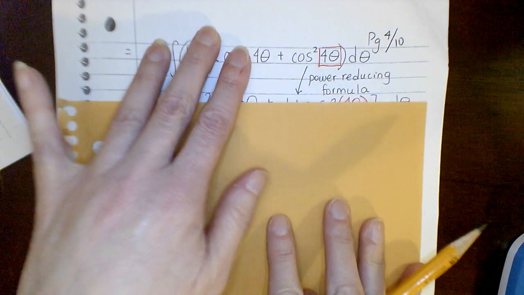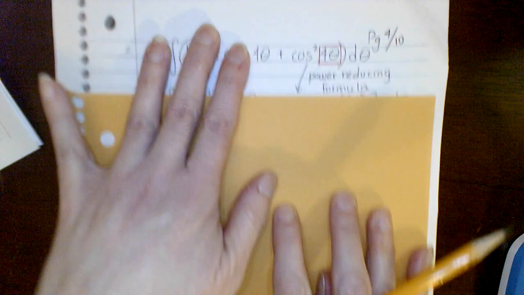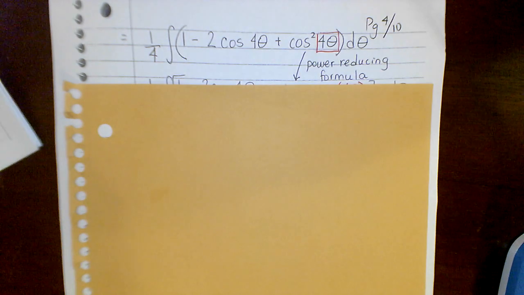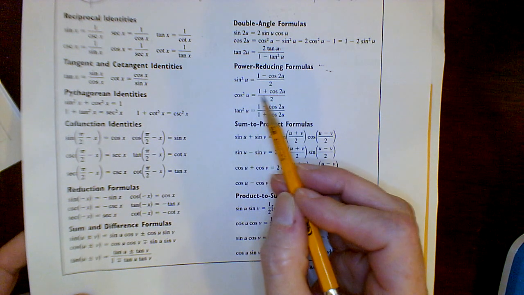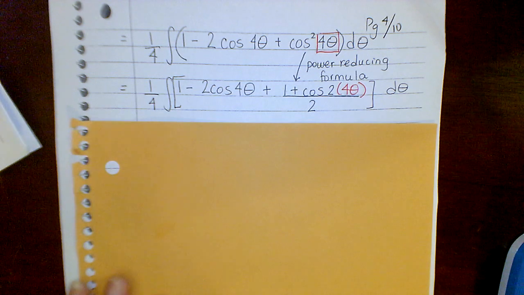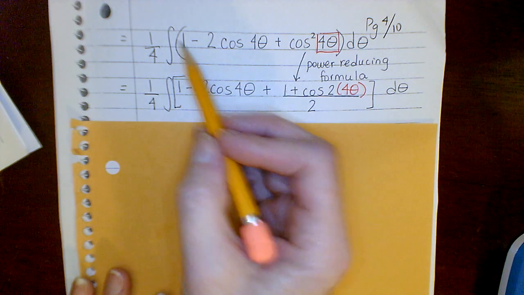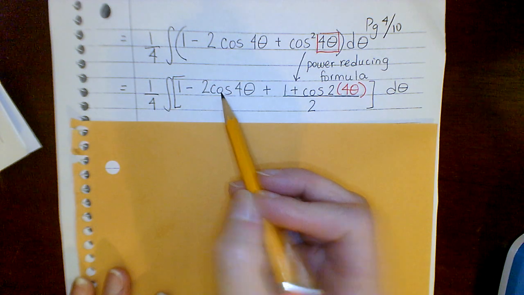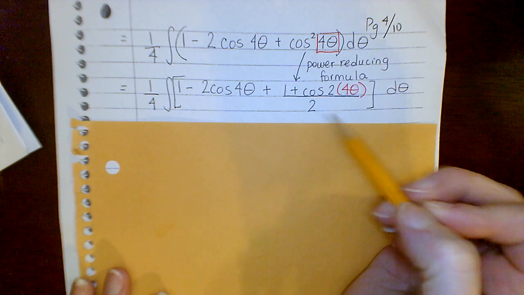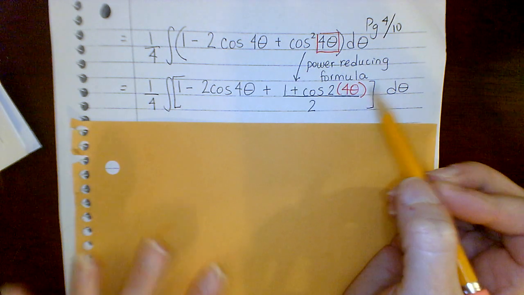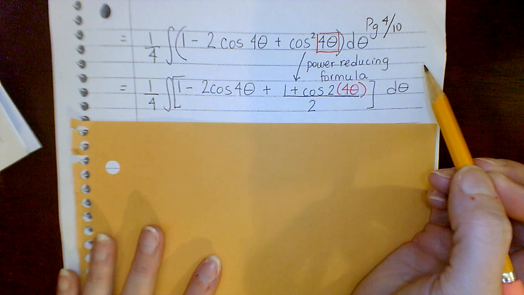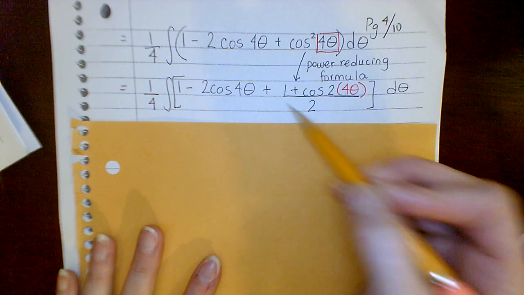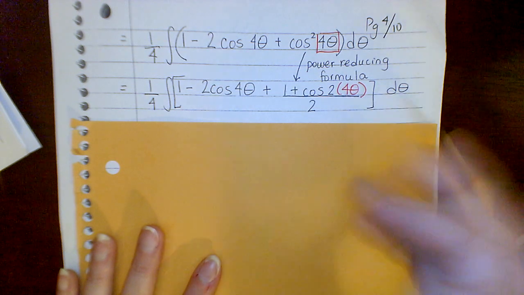So, I got to use the power reducing formula again. This time I'm going to have to use the cosine power reducing formula. So cosine squared u is 1 plus cosine 2u all over 2. So I still got my 1/4 hanging out there, my 1, 2 cosine 4 theta. This is the cosine power reducing formula. In this case, my u is 4 theta. So using the cosine power reducing formula and putting 4 theta in for u, I get this.